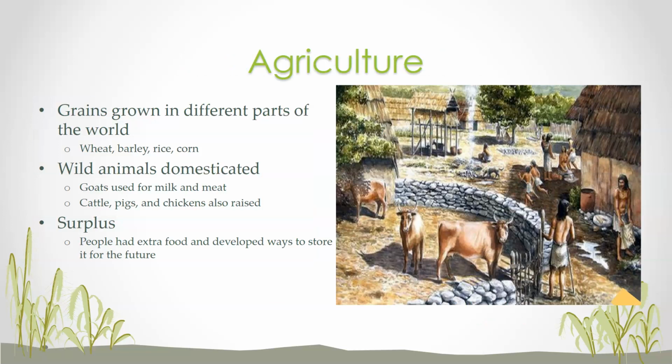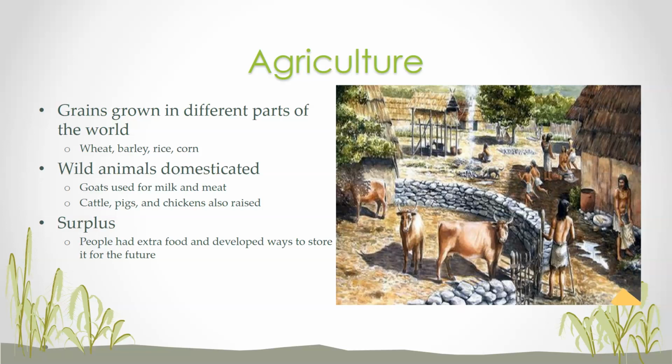In different parts of the world, different types of grains were grown, but their diet was mostly made up of grains, things like wheat, barley, rice, and corn, depending on where they lived. Wild animals were then domesticated. That means that they were tamed and they were bred. People used goats for their milk and their meat. They also domesticated animals like cattle, pigs, and chickens.